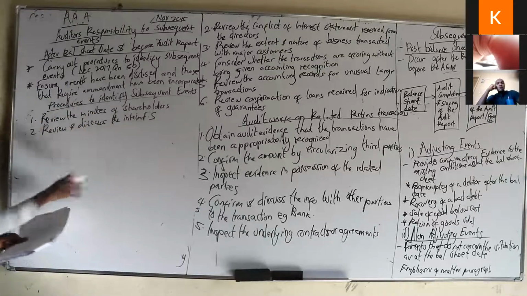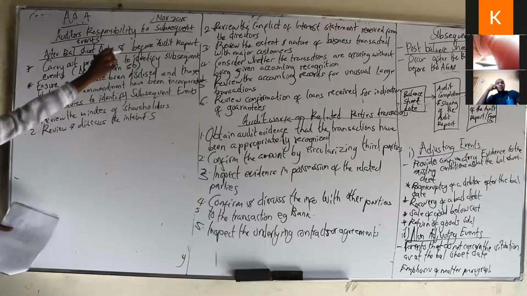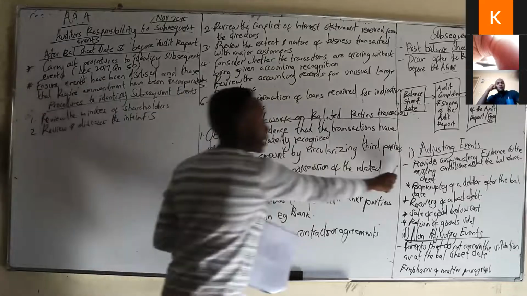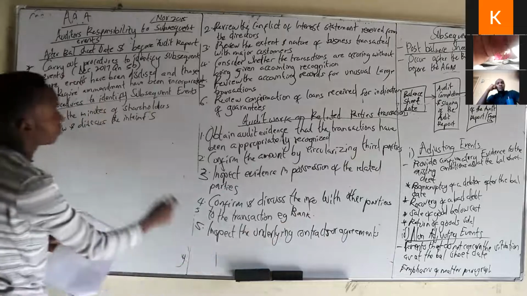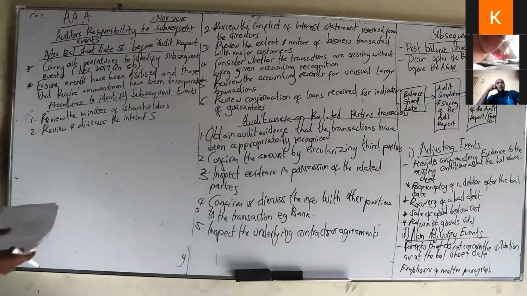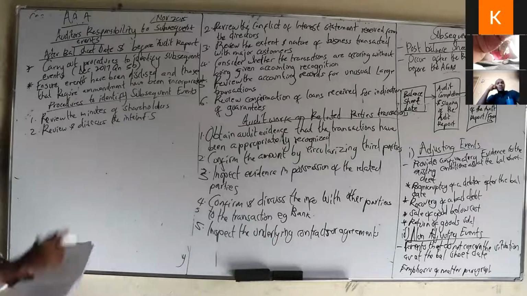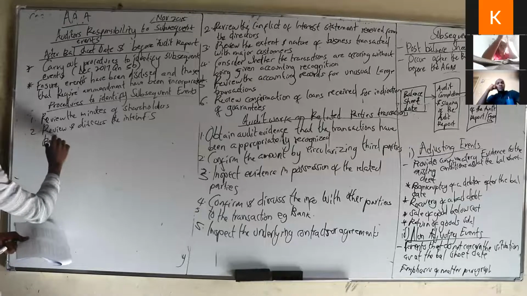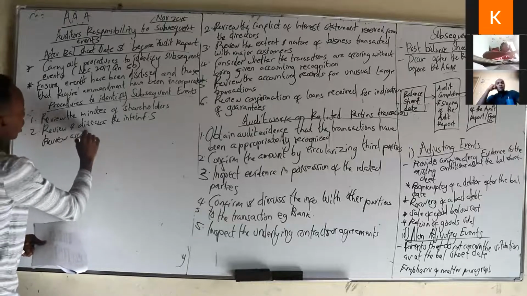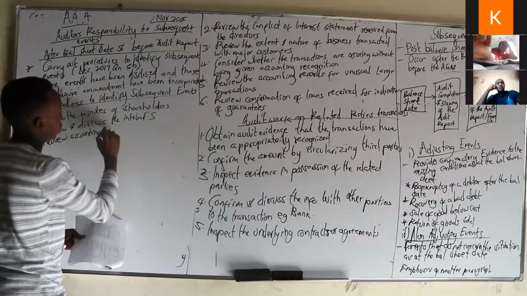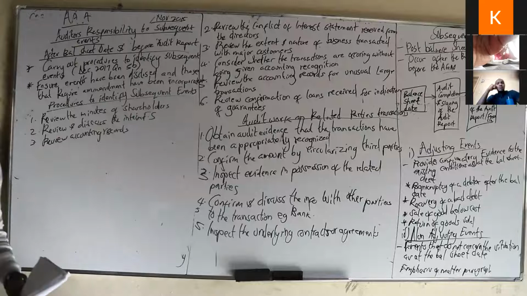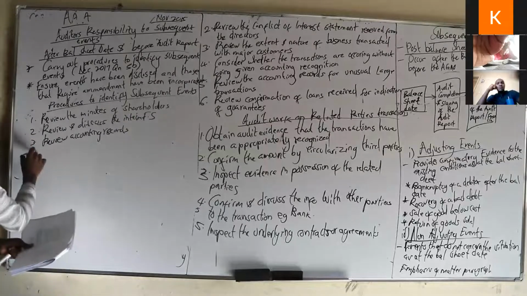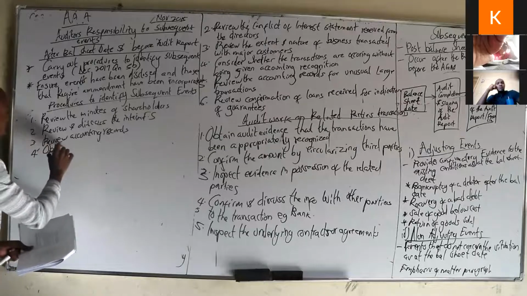So in other words, these subsequent events are those items that can either be adjusted in the financial statements or disclosed in the emphasis of matter paragraph. And then also you can review the accounting records of these items as at the balance sheet date. And then, as always, you can obtain written management representation.